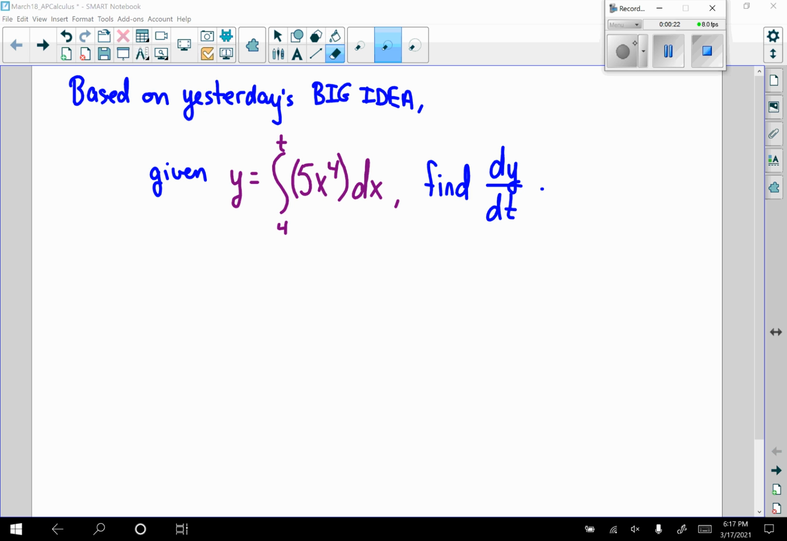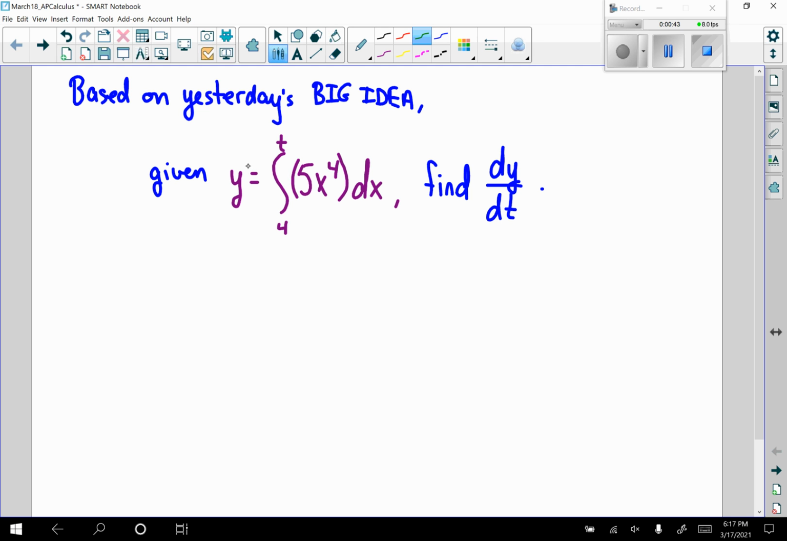So based on yesterday's big idea, given that y is equal to the integral from 4 to t of 5x to the fourth dx, find dy over dt. So pause the video to give this a try. All right, and if you need more time, pause the video again.